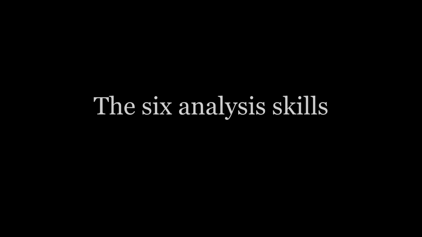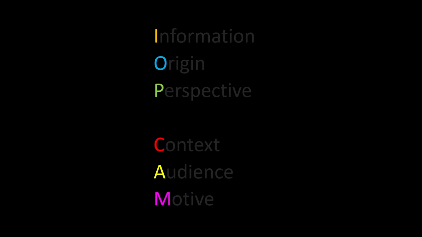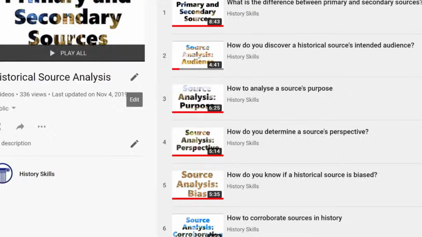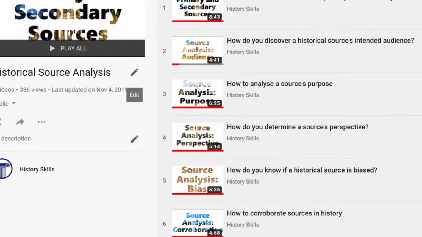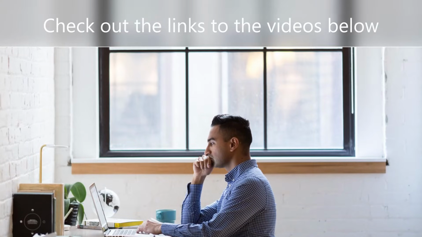To provide a complete analysis of your source, there are 6 specific source analysis skills you need to use. They are information, origin, perspective, context, audience, and motive. An easy way to remember these 6 skills is to use the acronym IOP CAM. I've actually created individual videos about each of these 6 skills that go into much greater depth about each one. So if you're struggling with a specific skill, you can find the links to each of the additional videos in the description section below.